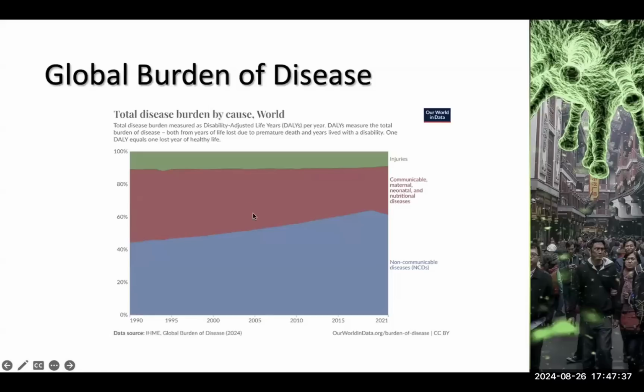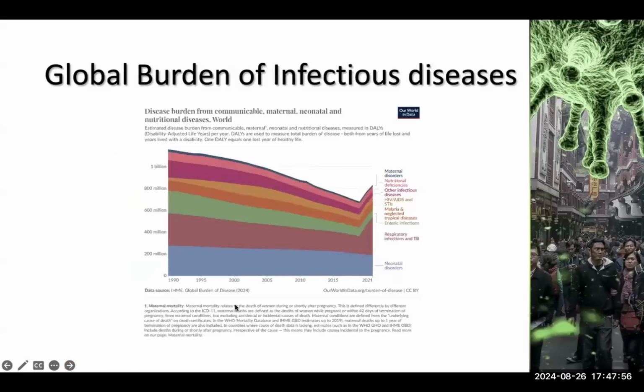For the global burden of disease, as you can see, for the last 30 years, there is a decrease in the number of communicable diseases in the world, and there is an increase in the number of non-communicable diseases in the world. Although during the pandemic, you can see a slight increase in the number of communicable diseases. For the global burden of infectious diseases, if we focus solely on the infectious diseases, you will see that the trend is also looking at a decrease in the number of communicable diseases or infectious diseases. But after the pandemic, there was a sudden increase in the numbers of communicable diseases in the world.